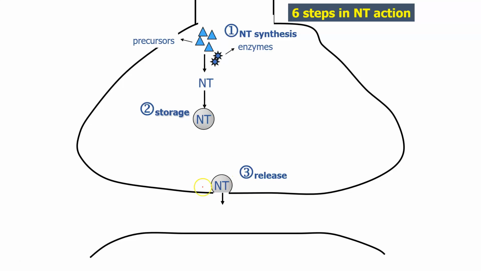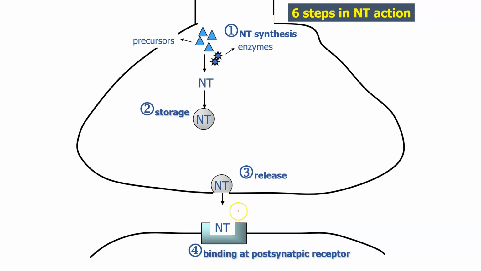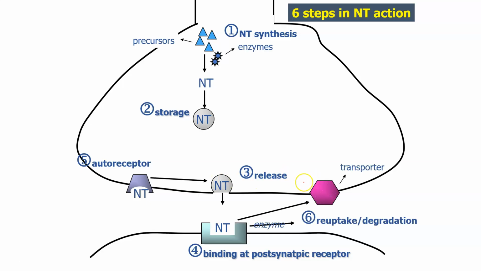There are multiple steps involved in exocytosis. The fourth step involves the neurotransmitter binding to its postsynaptic receptor on the receiving cell. The fifth step is the activation of the autoreceptor. If the autoreceptor is activated, it will stop neurotransmitter release. The sixth step is the removal of the neurotransmitter from the synaptic cleft. And there's 2 ways we've discussed that neurotransmitters can be removed, either reuptake through the transporter or enzyme degradation.